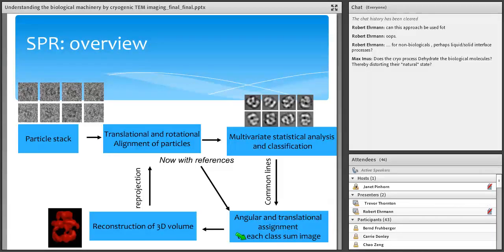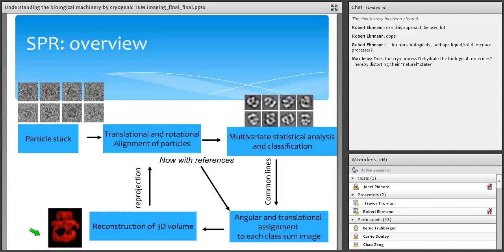So if you think about the original image, it has very little signal versus the noise from the camera. And then we do this, and we call this classification, and we've got a higher amount of signal versus the noise, and now we can use a method called common lines that will basically figure out the orientation of each of these molecules relative to one another. And so now we've got an angular and translational assignment for each of these classes, and we do a back projection of these molecules to create a three-dimensional structure.